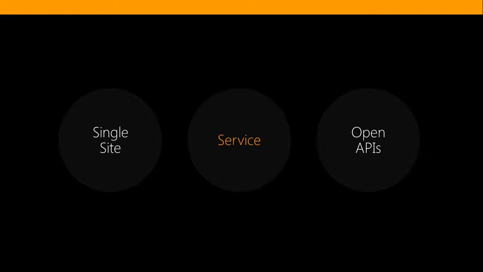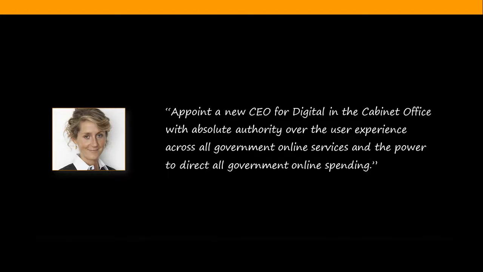She signalled that the value on offer could only be achieved by adopting a new attitude to governance, moving away from a situation where development and ownership was scattered among many stakeholders, towards a centralised body with a clear mandate to lead. It was at her insistence then that a key decision was made. This was to appoint a new CEO for digital in the Cabinet Office, with absolute authority over the user experience across all government online services, and the power to direct all government online spending. Note the use of the words absolute authority. Martha knew that the change she recommended would be doomed in the absence of the power to make it happen.